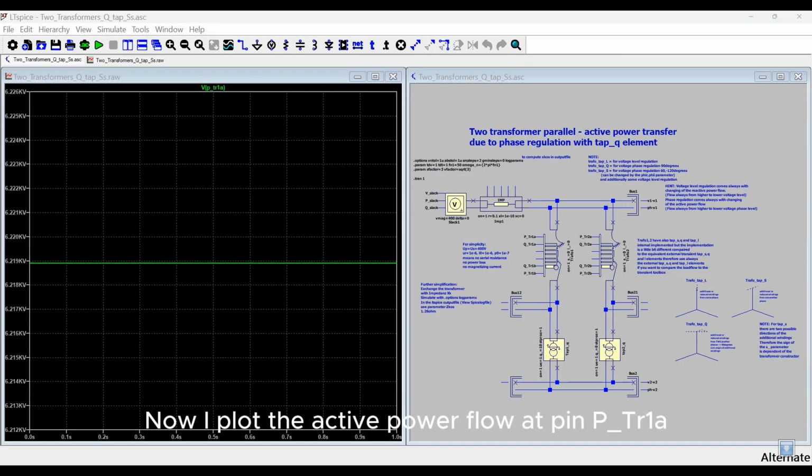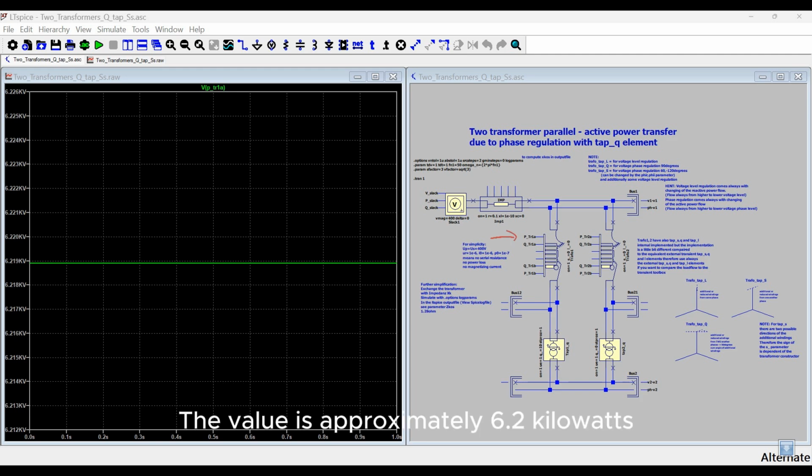Now I plot the active power flow at pin PTR1A of transformer 1. The value is approximately 6.2 kilowatts in the direction of the input pin. Note, the two outer pins are the active power pin PTR1A into the input pin and the active power pin PTR1B into the output pin. The next inner pair is the reactive power, and in the middle are the two voltages, primary and secondary.